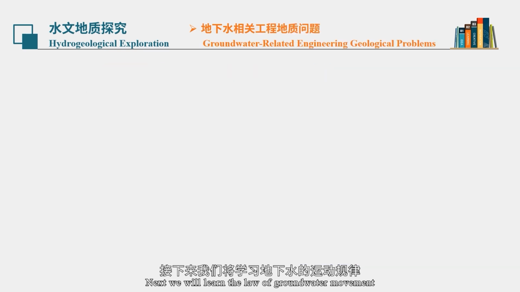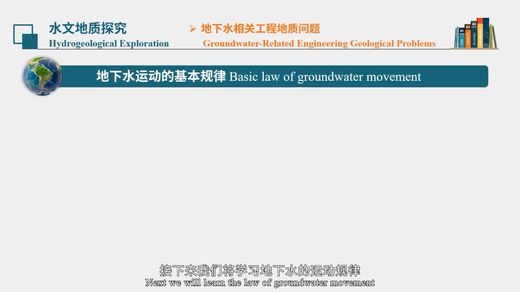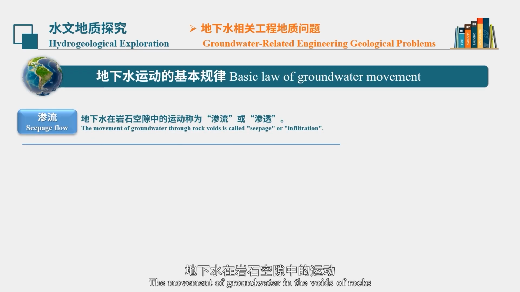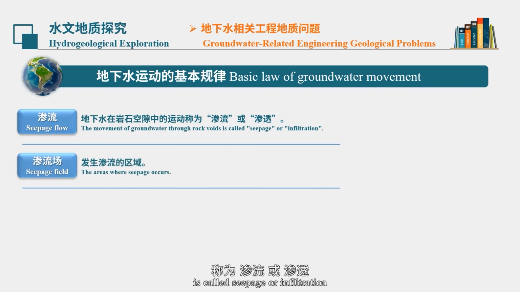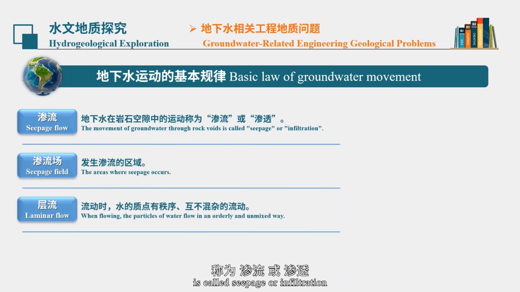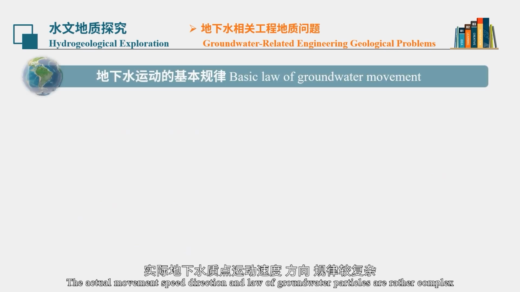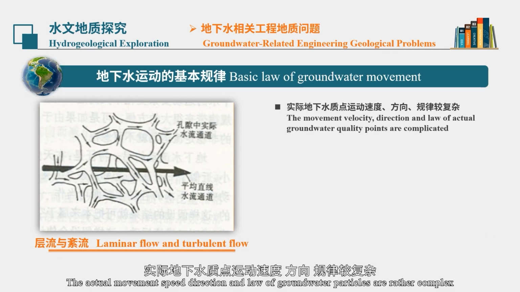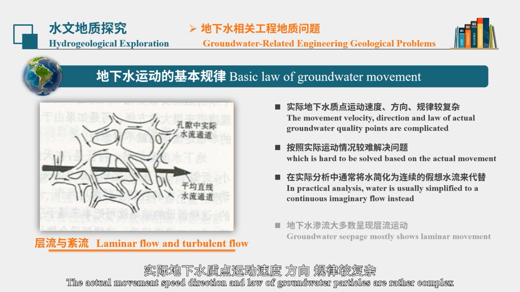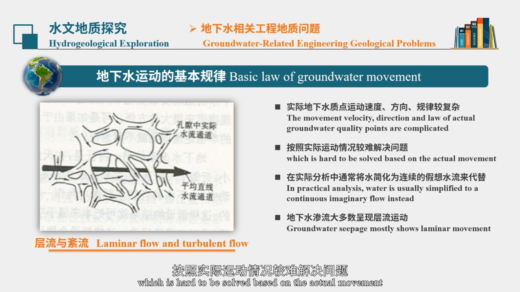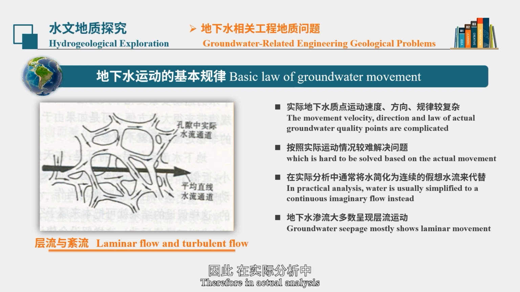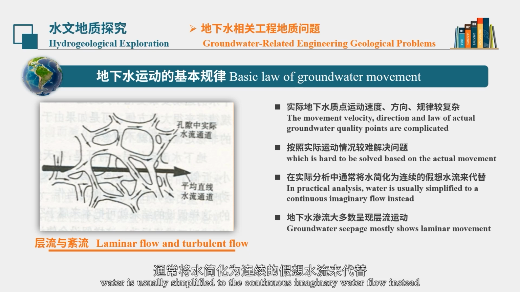Next, we will learn the law of groundwater movement. The movement of groundwater in the voids of rocks is called seepage or infiltration. The area with seepage is called seepage field. The actual movement speed, direction, and law of groundwater particles are rather complex, which is hard to solve based on the actual movement. Therefore, in actual analysis, water is usually simplified to a continuous imaginary water flow instead.